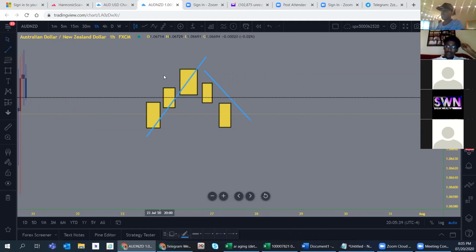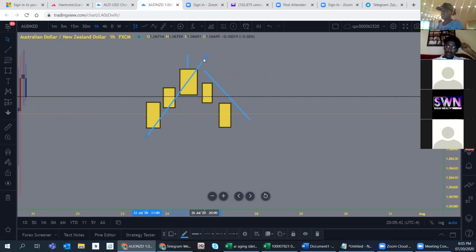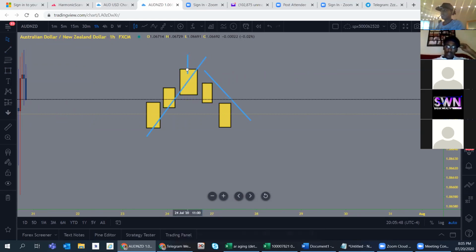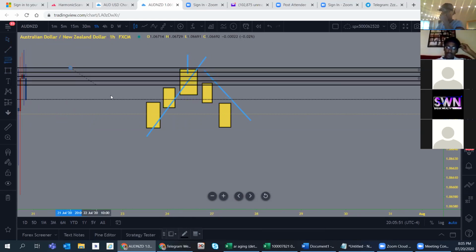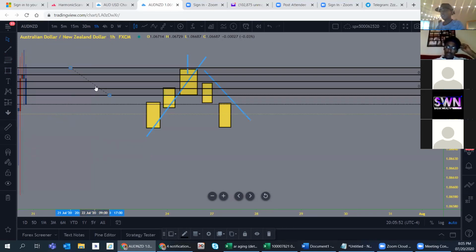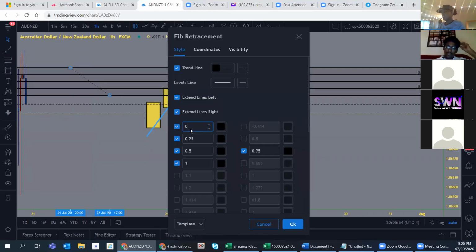Sometimes the middle candle may have a wick. So when you pull out your fib, you will include the wick only on this candle though. Okay. So now for the fib tool settings, you only need 0, 0.25, 0.50, 0.75, and 1.